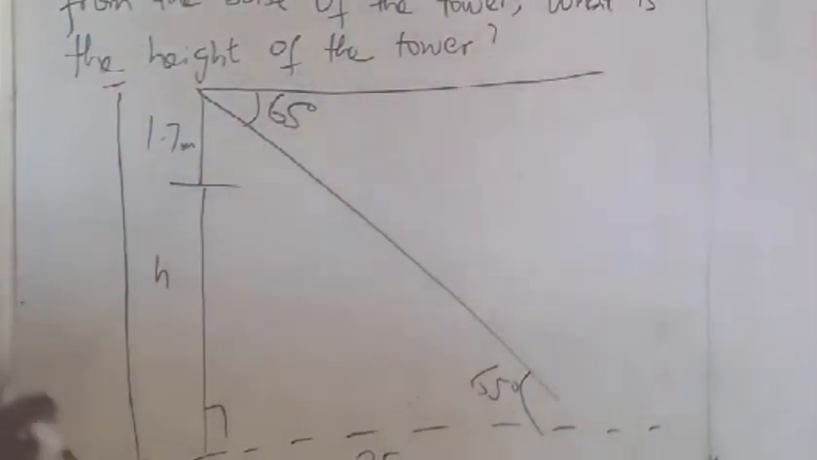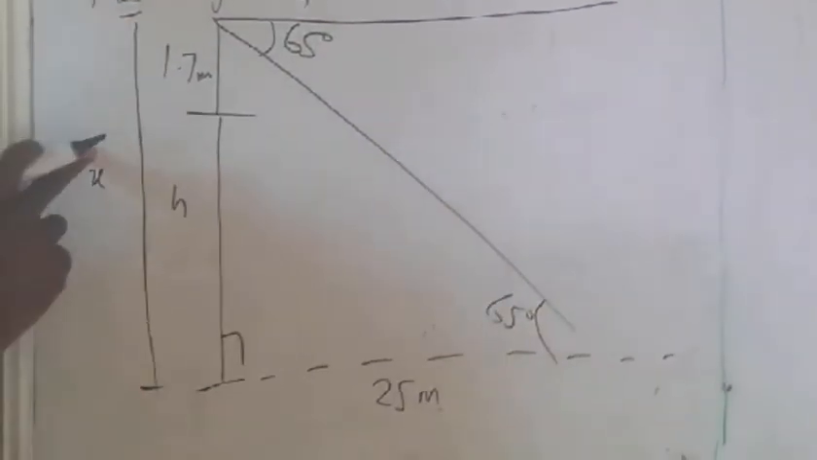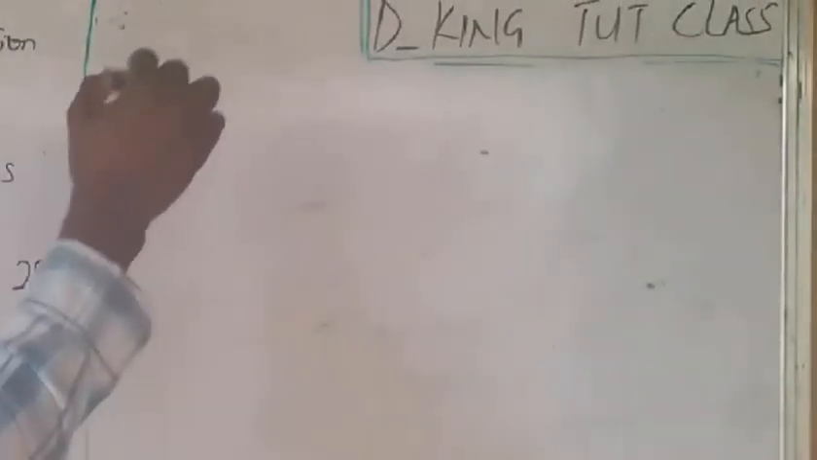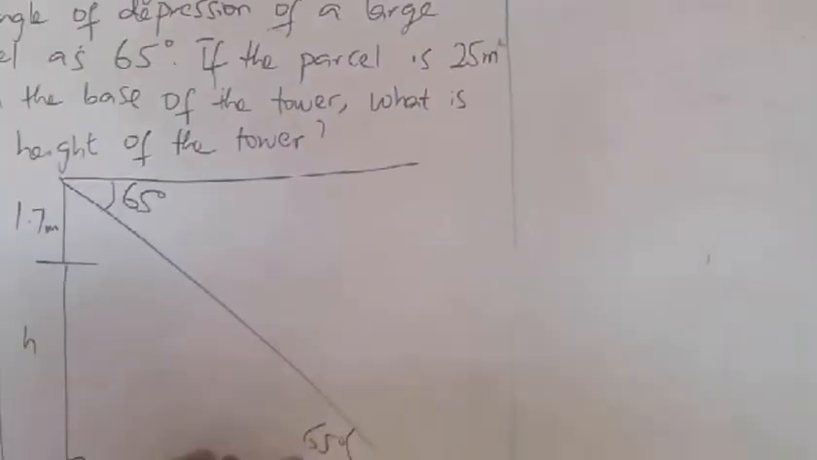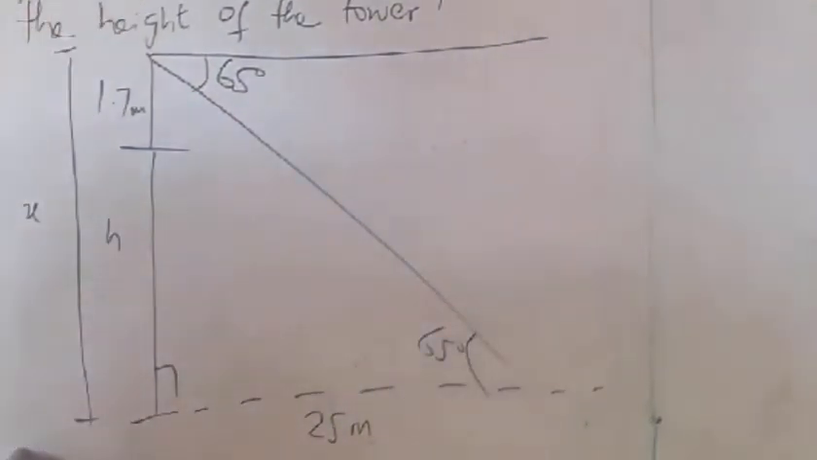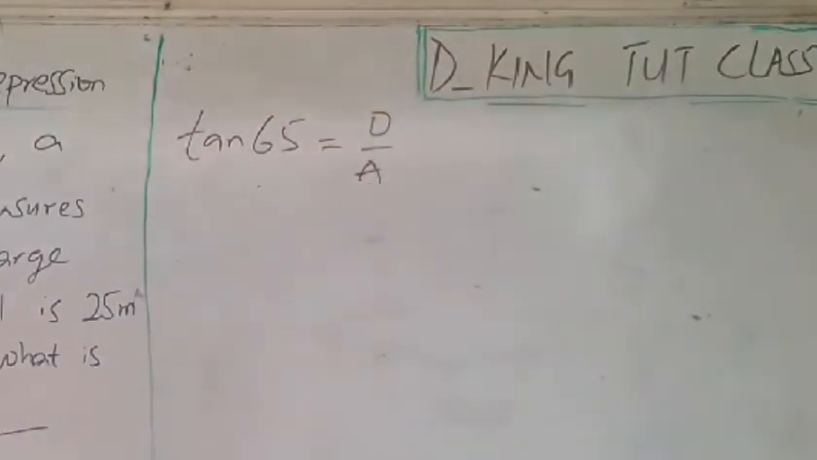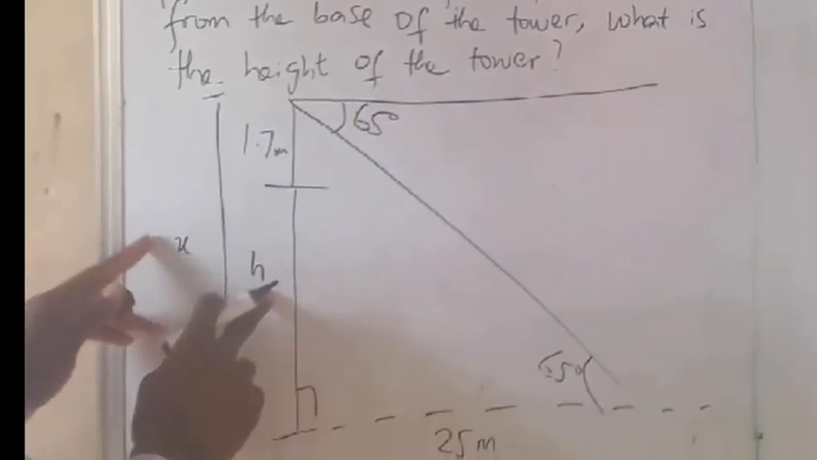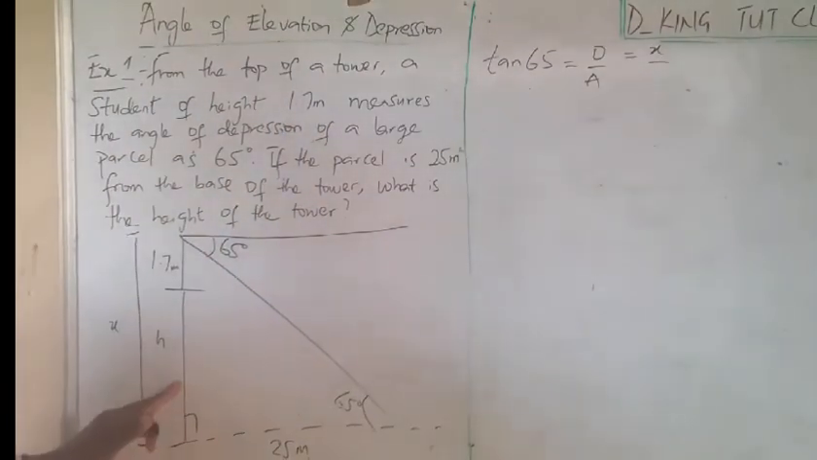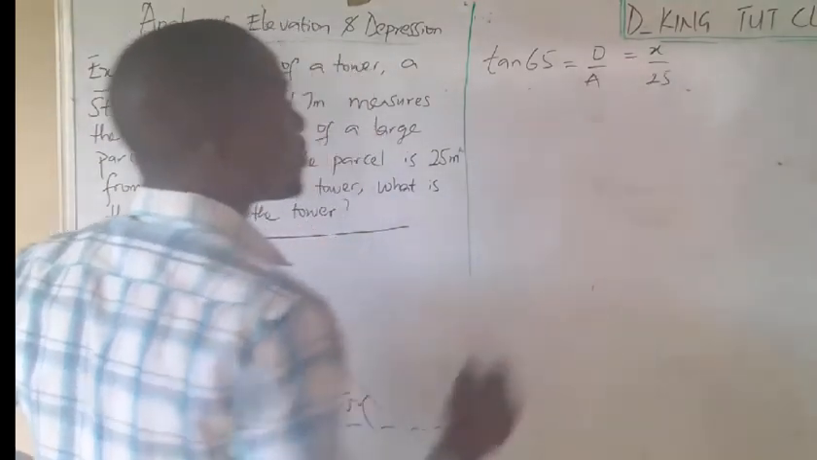To get the whole height, let's call that place x. In which case, this is our opposite, and this is our adjacent. So I'm using tan. Tan 65 equals opposite over adjacent. The opposite here is x, over the adjacent, which is 25 meters.